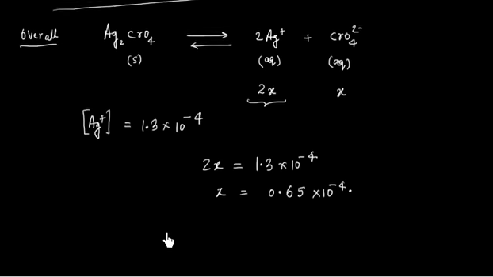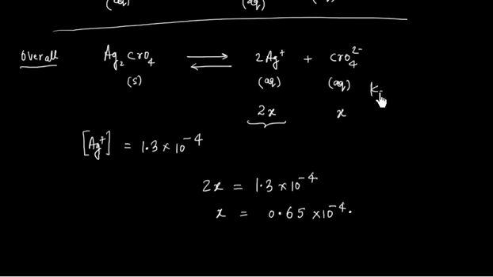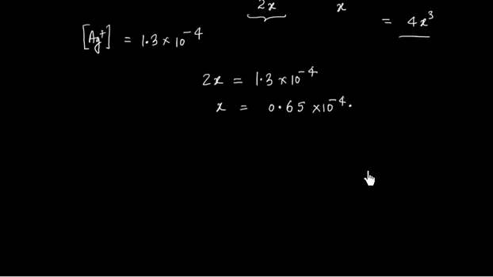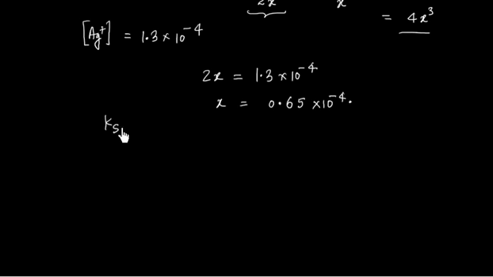Now we can calculate the Ksp value for this reaction. So for this reaction, Ksp equals the concentration of CrO4 2- times the concentration of Ag+ raised to the power 2. So we have Ksp equals 4x cubed. So this is 4x squared into x, that is 4x cubed. Now we can plug in the value of x. So Ksp is 4x cubed, x is given as 0.65 × 10^-4, raised to the power 3.